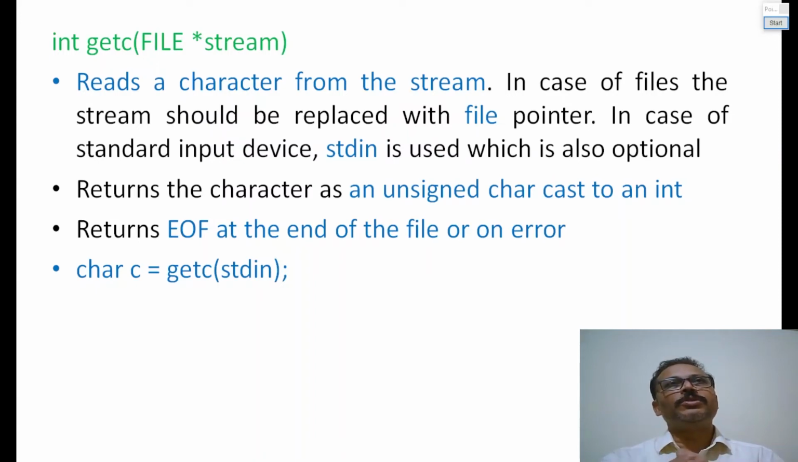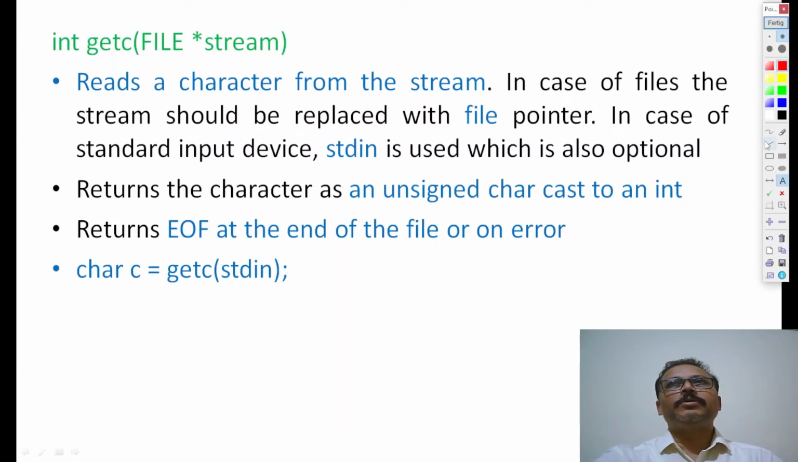In case you are reading from the file, you can specify the file pointer at this point. So in case of standard input device, you have to specify it as stdin, unless you are dealing with the files. But in some compilers, stdin can be avoided, because it is implied that you are reading from the standard input device called keyboard.